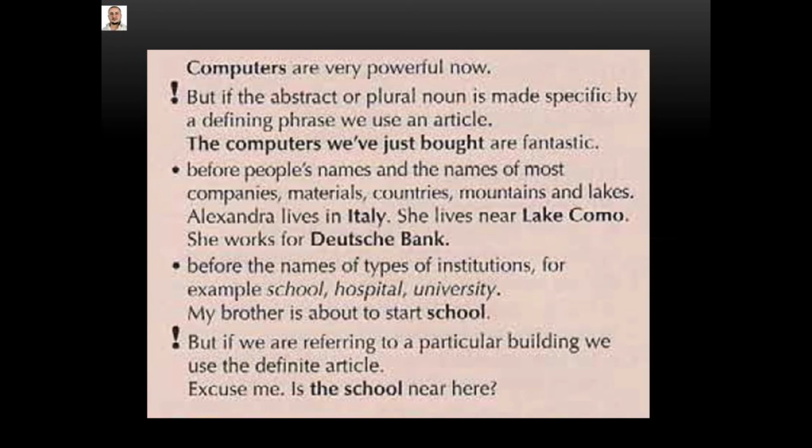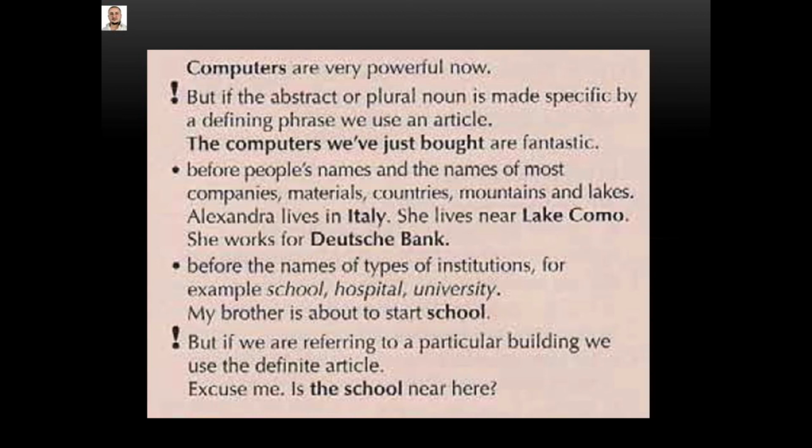Okay, let's go on. Before people's names and the names of most companies, materials, countries, mountains, and lakes, we don't add an article. For example, Alexandra lives in Italy. She lives near Lake Como. She works for Deutsche Bank.